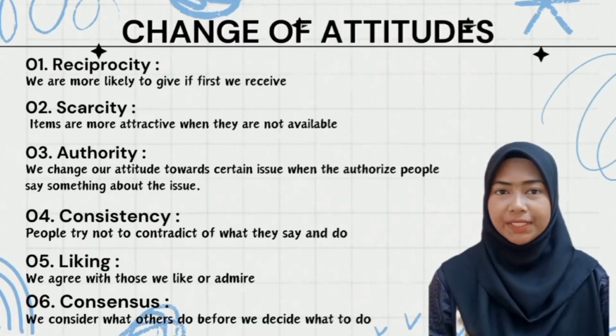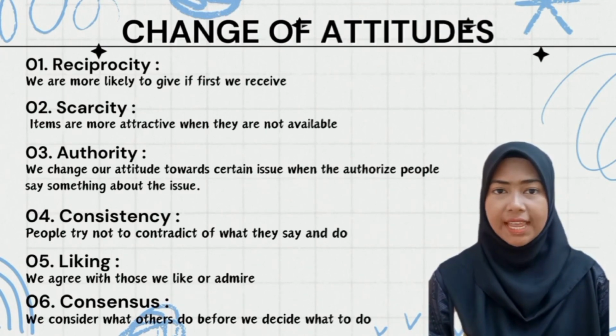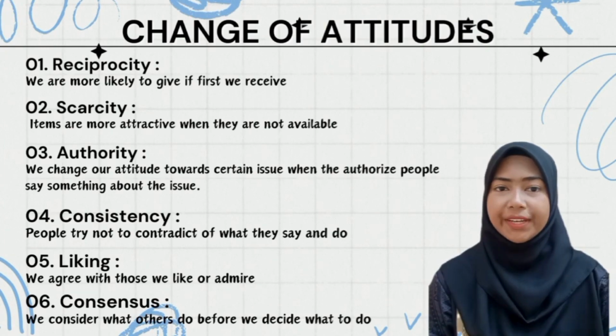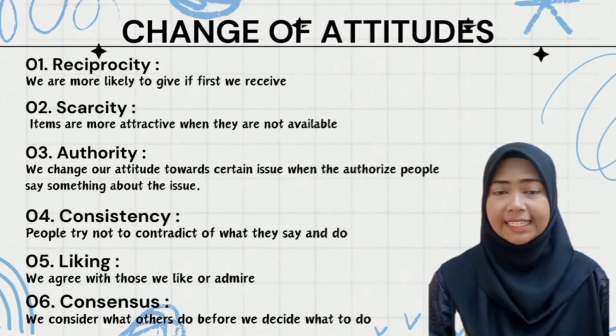Change of attitudes. Persuasion involves an active attempt to change attitudes. These are the psychological principles that influence people to change their minds and attitudes. First, reciprocity. We are more likely to give if first we receive. Second, scarcity. Items are more attractive when they are not available. Third, authority. We change our attitude towards a certain issue when authorized people say something about the issue.